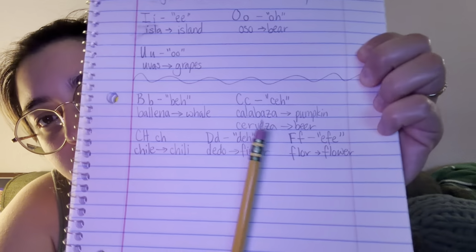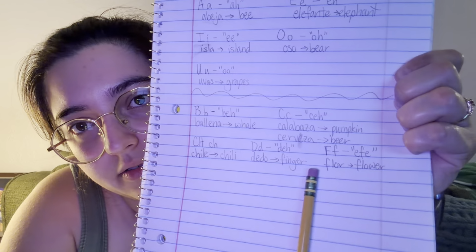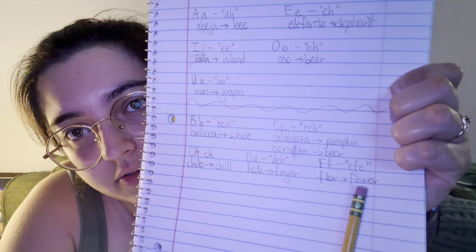Then we have the letter F. The letter F in Spanish is efe. So an example word for that would be flor, which is flower. So we've got the letter F, flor, flower.